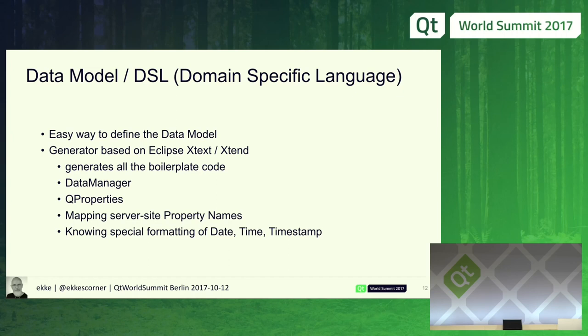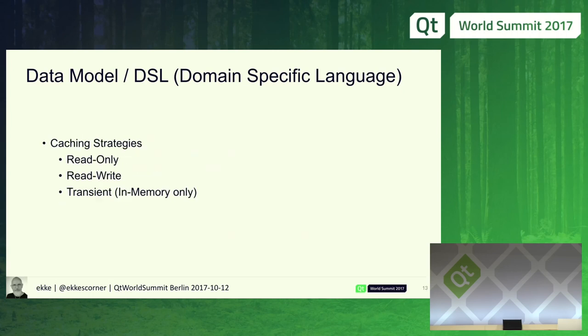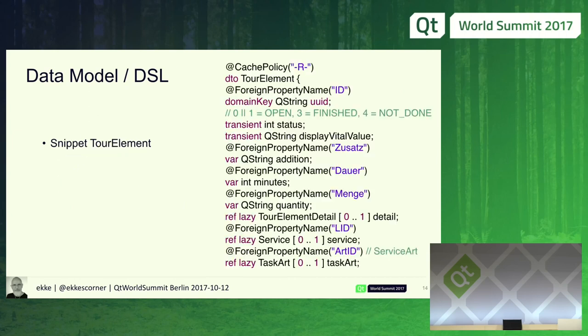This generates all the boilerplate code for the Qt properties and the methods you need, and all the things you need to exchange data with the server and to save this. It supports different caching strategies. I have entities read-only, read-write, and transient, only in memory. So only the read-write entities must be saved if the application goes into the background or is suspended, and so this is optimized.